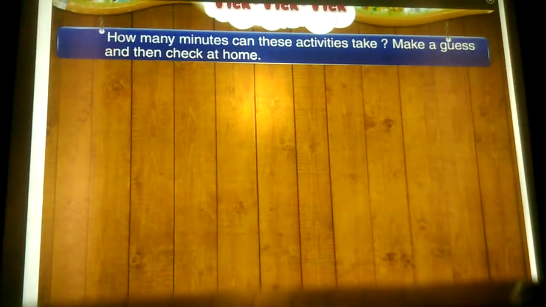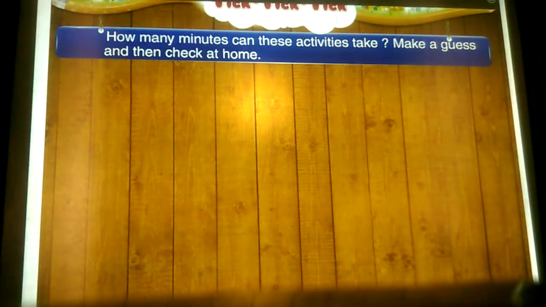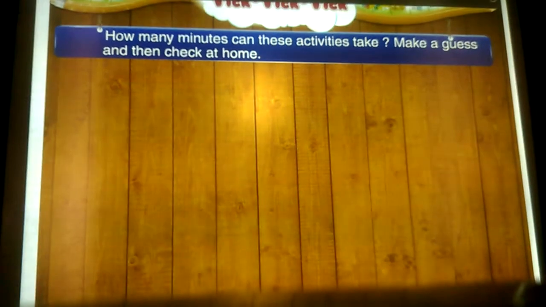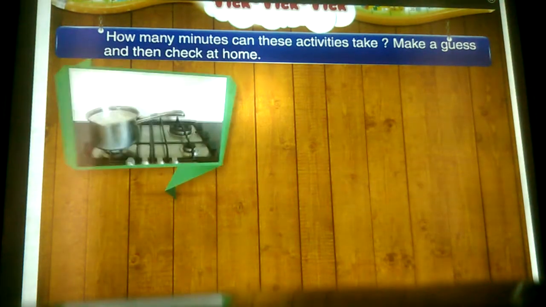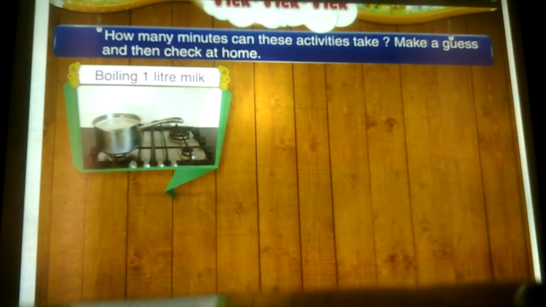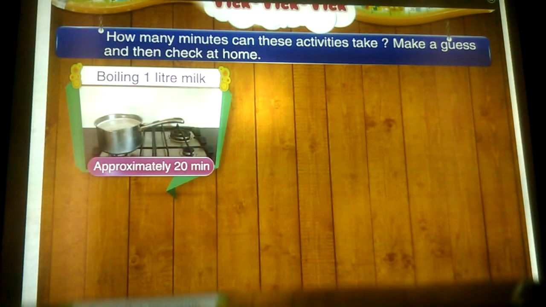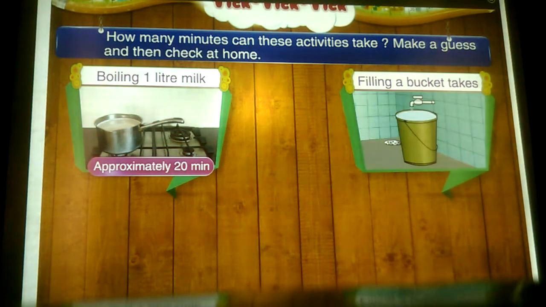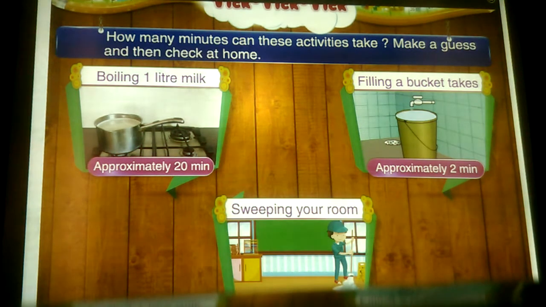How many minutes can these activities take? Make a guess and then check at home. Boiling 1 liter milk takes approximately 20 minutes. Filling a bucket takes approximately 2 minutes. Sweeping your room takes approximately 5 minutes.